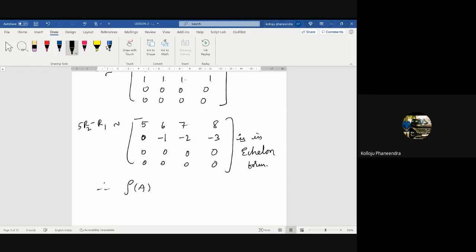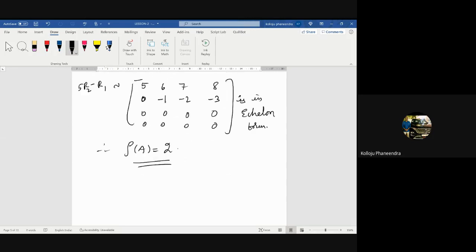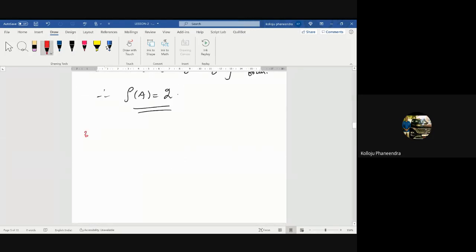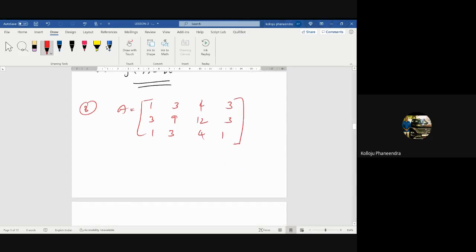Therefore, what is the rank of the matrix? Number of non-zero rows? 2. And the third example: 1, 3, 4, 3. 3, 9, 12, 3. 1, 3, 4, 1. What is this matrix now? Rectangular matrix, 3 by 4.